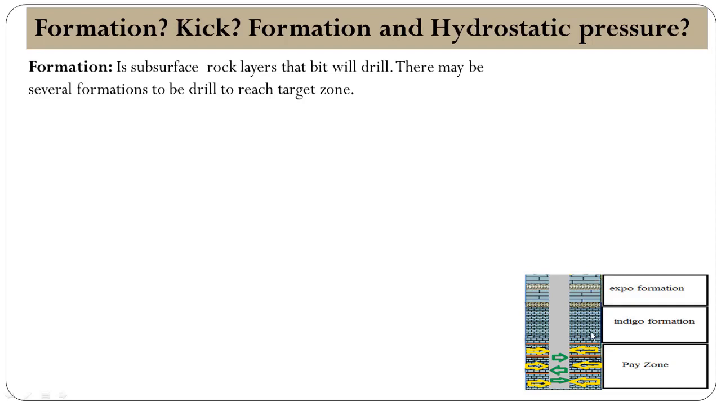So these are the formations. In this picture we can see there are three kinds of formation. I have just given random names. The first formation I call the expo formation. Another one is the indigo formation. The last one is the pay zone or target zone, which has the oil and gas in it.